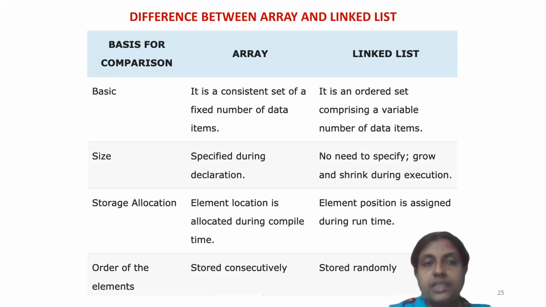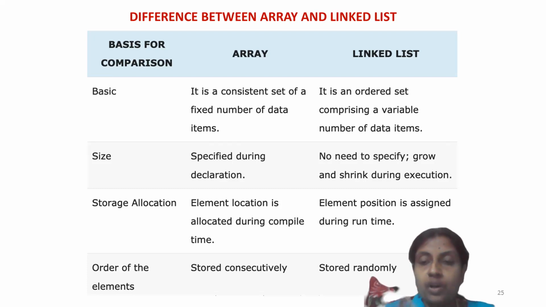So when it comes to basic comparison, an array is of fixed size. You remember, we declare int a of 5, which means we can store only 5 values. But in a linked list, there is no such limit. When the first node is created, it will have the address of the second node. If you go to the second node, it will have the address of the third node.